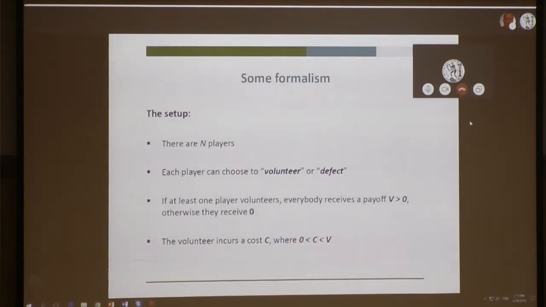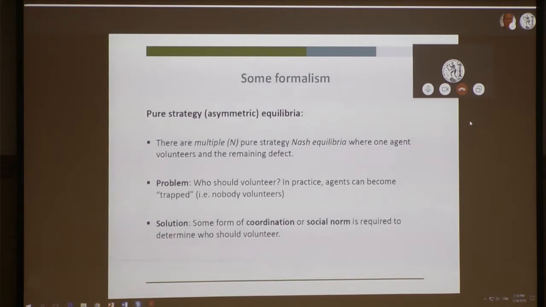And in this very simple setup, those of you who are familiar with game theory can easily see that there are pure strategy Nash equilibria. In fact, there are n of them, as many as there are players. And in each of these equilibria, at least one person volunteers. Now, there's a problem with these Nash equilibria.